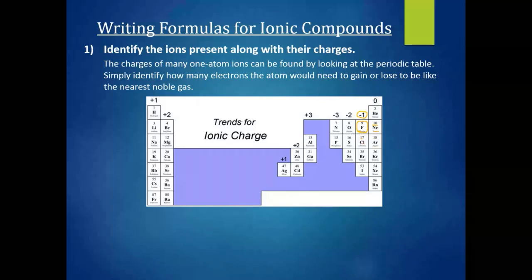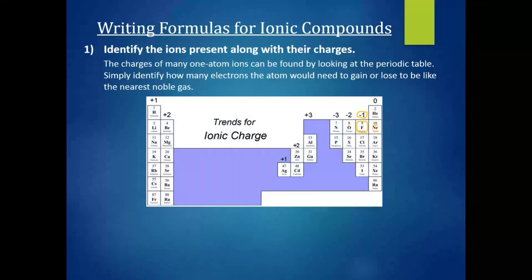Chlorine likewise has 17, and it wants to be like the closest noble gas, argon, which has 18. So it will likewise gain 1 electron, and therefore have a -1 charge. This pattern repeats itself, so all of the atoms in this column, fluorine, chlorine, bromine, and iodine, are going to tend to have -1 charges, and they're all going to tend to gain 1 electron. Likewise, oxygen, sulfur, and selenium are all 2 away from the closest noble gas, and so they'll tend to gain 2 electrons.